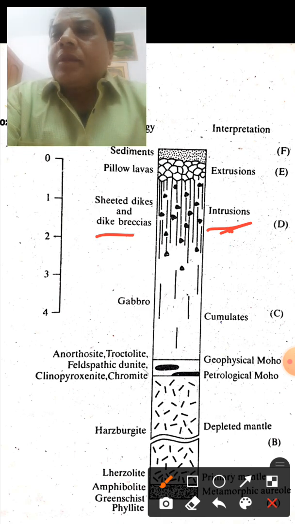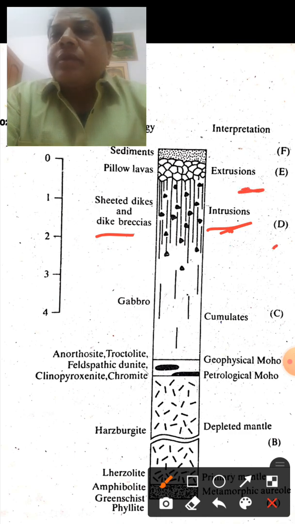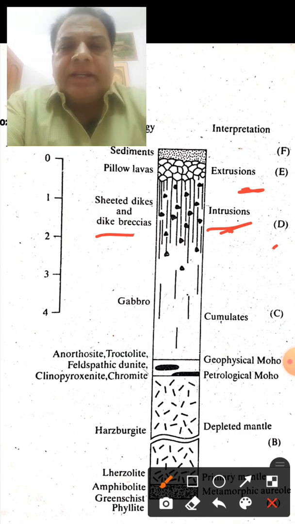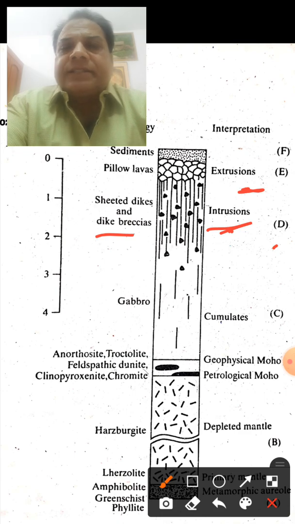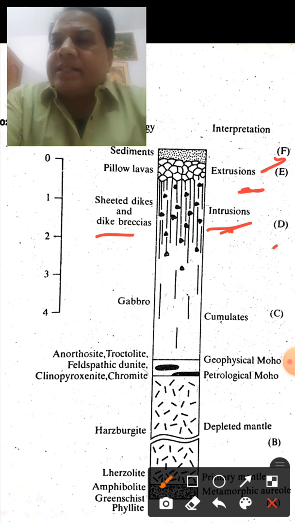The next layer above this D is your E, that is your extrusions, of pillow basalts. It's interesting, pillow basalts which are somewhat altered. A few dikes are present within the basalt, meaning this extrusion of pillow lavas, because they are formed underwater. And the final, the topmost layer, is your sediments, that is abyssal sediments.